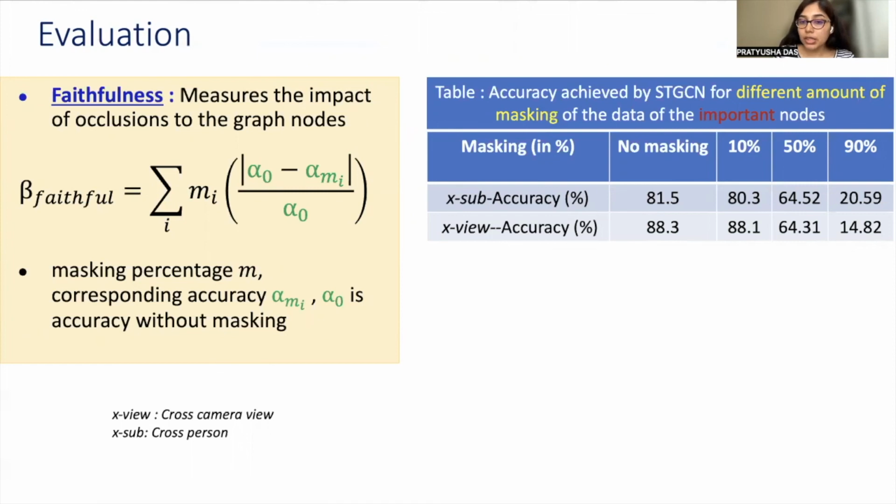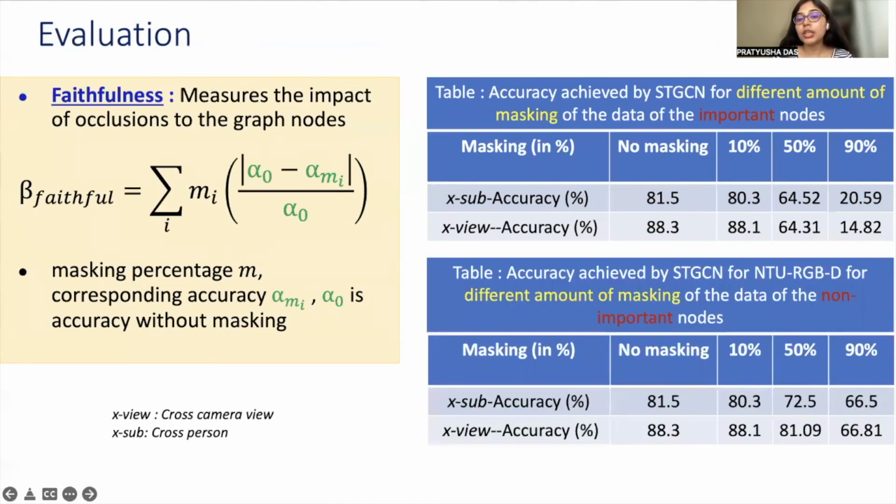But when we mask the non-important nodes, even if we mask the data to 90%, the accuracy did not drop a lot. So that means STG GradCam is very faithful: what it is saying, that this part of the data is important to predict this action, is actually right.